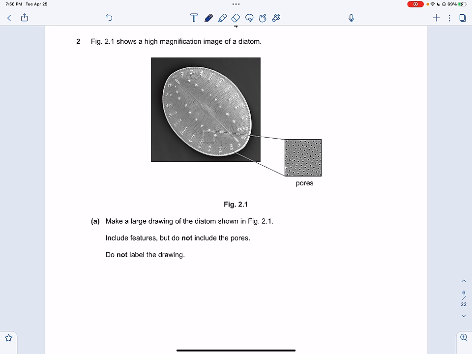The biological drawing. Okay, just give me 1 second. A screenshot. My Instacart. Okay, thank you.